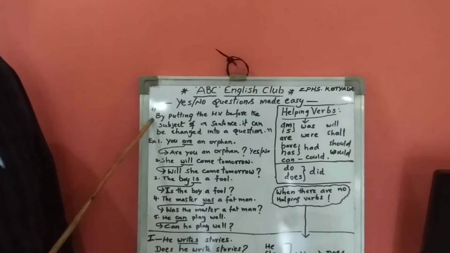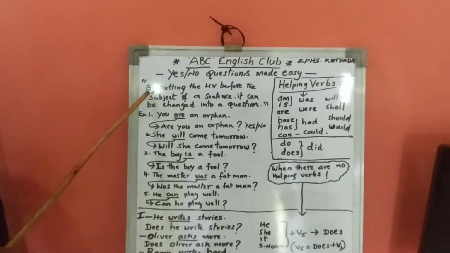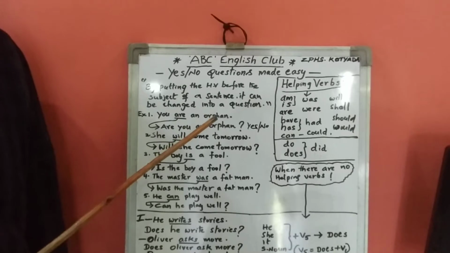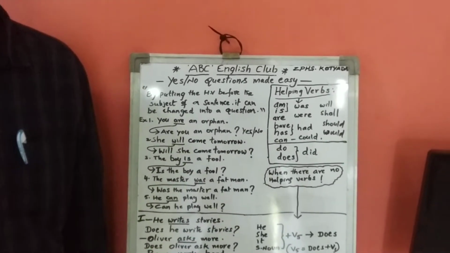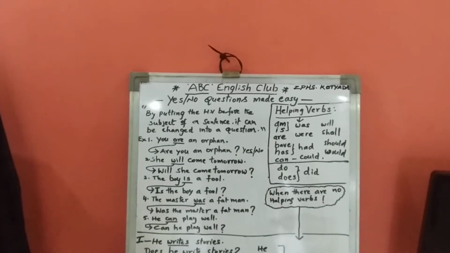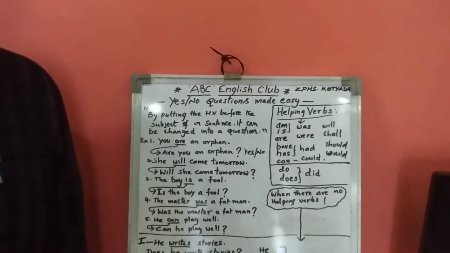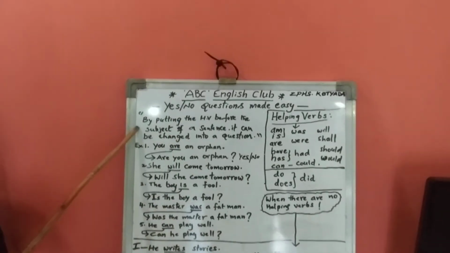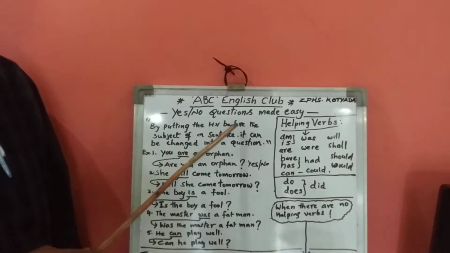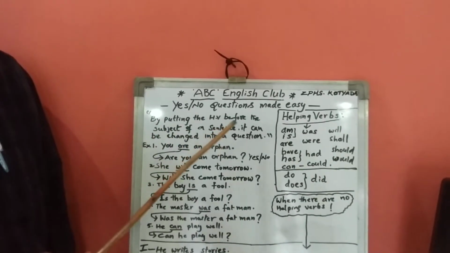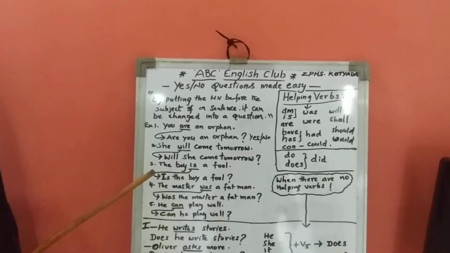So, how to change a statement? You know what is a statement? A sentence that ends with a full stop is called a statement. A sentence that ends with a question mark is called a question. So, by putting the helping verb before the subject of a sentence, it can be changed into a question. This is the rule.